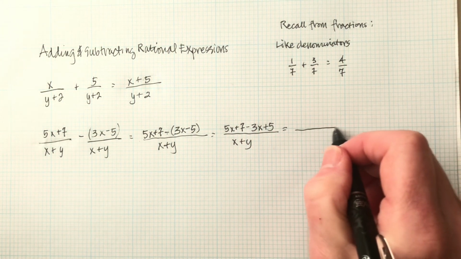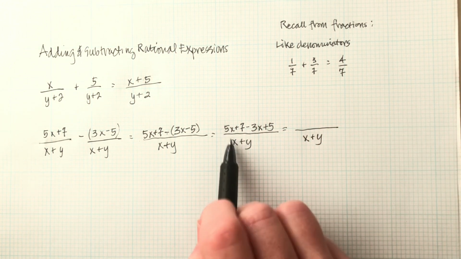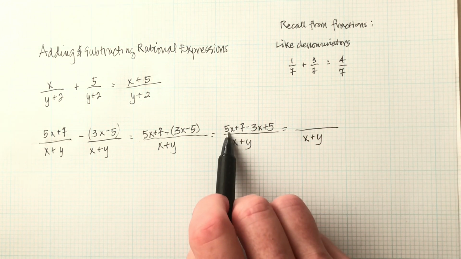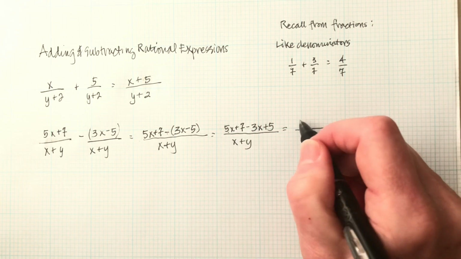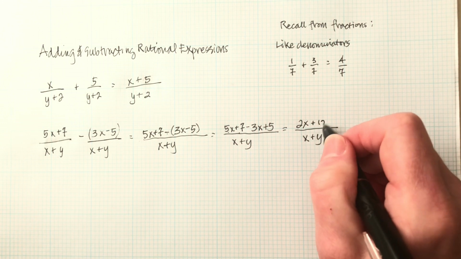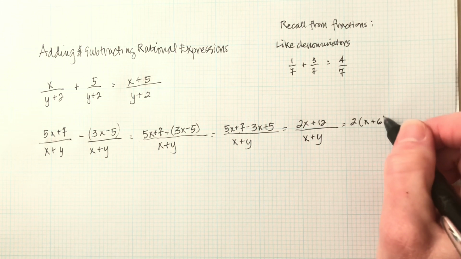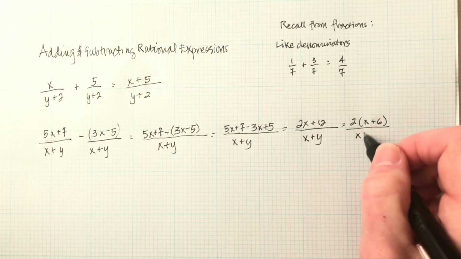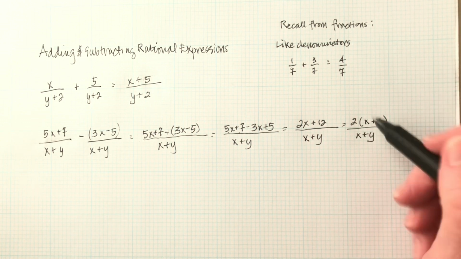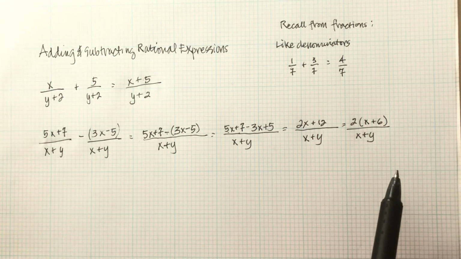So here we're still keeping the same denominator, of course. Now we're going to combine like terms. So 5x minus 3x is 2x, and then 7 plus 5 is 12. And we can factor out a 2 from the top. It's always a good idea to see if there's any further simplifying to do. And in this case, there's not, but this would be our final answer for that problem.